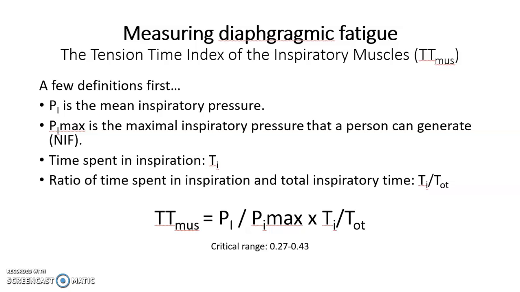The normal TT-MUS is around 0.05 for a normal, healthy breathing person. But if you're looking for a critical range to extubate, a number lower than 0.27 is good. A number between 0.27 and 0.43 is questionable, and a number higher than 0.43 suggests diaphragmatic fatigue. So extubation in that case might not be such a great idea.